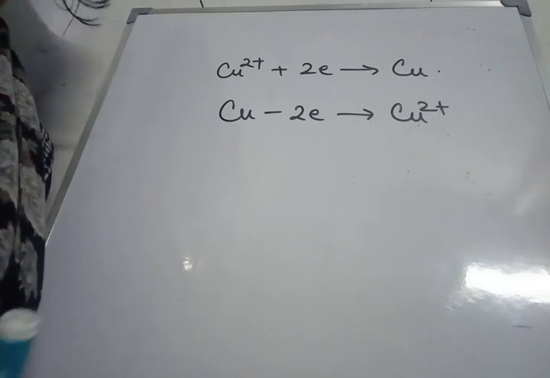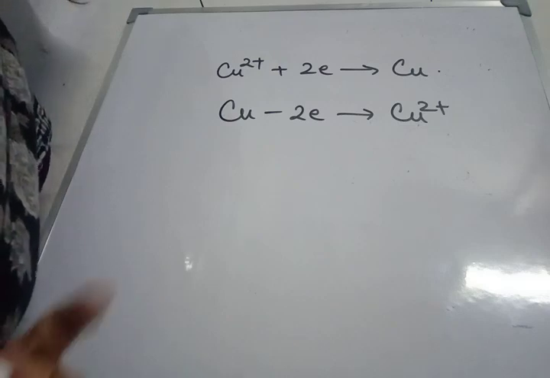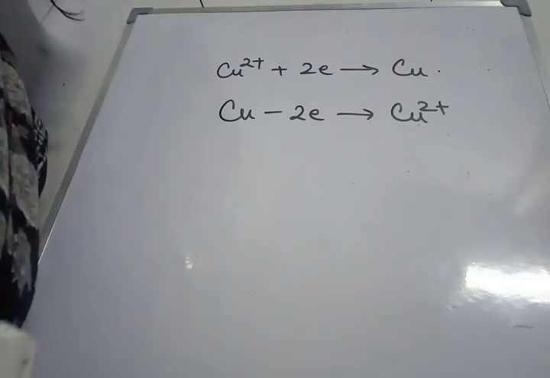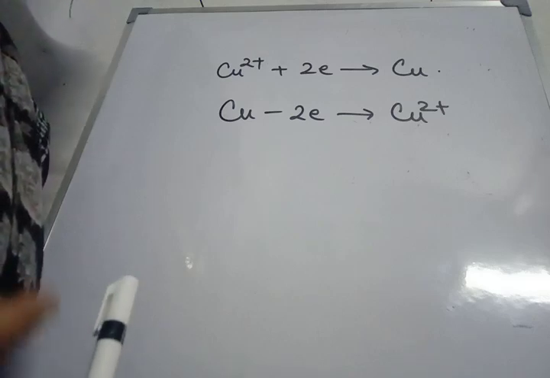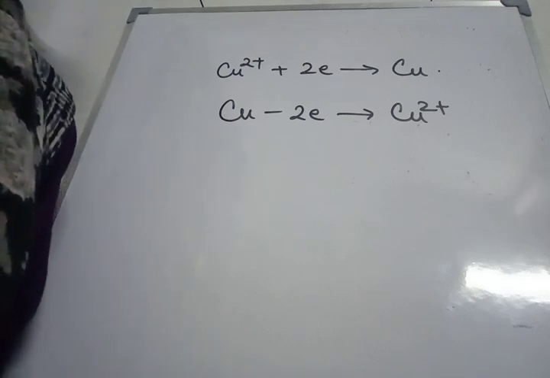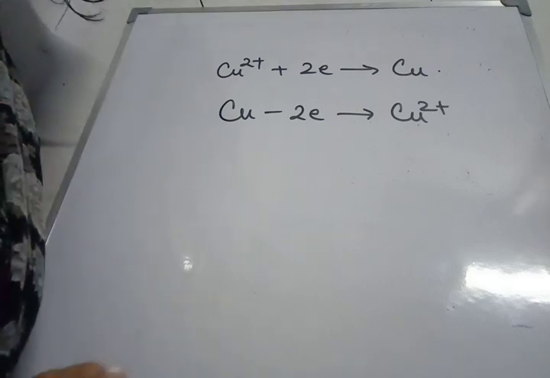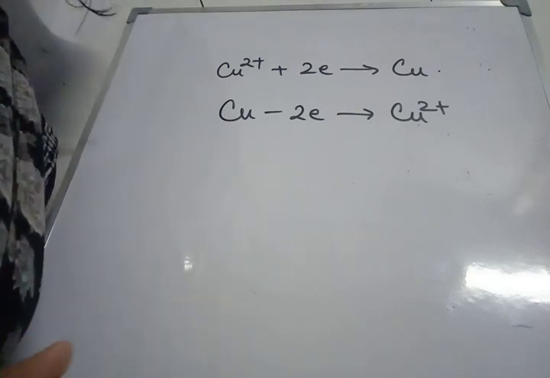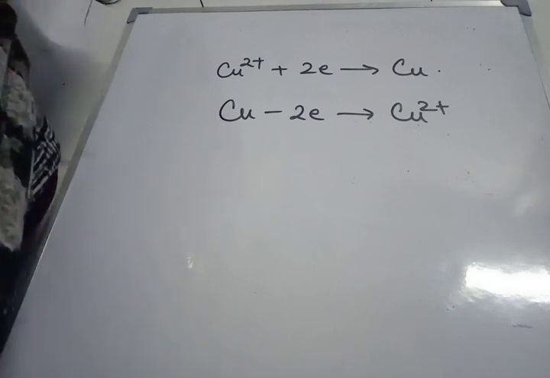So with progress of time, the mass of the anode decreases and the mass of the cathode increases. In this particular reaction, the blue color of the solution remains unchanged, as for every copper ion that gets deposited at the cathode, a copper atom ionizes to form a copper ion that moves into the solution. Hence, the color of the solution is maintained and the concentration of copper ions in the solution is maintained.